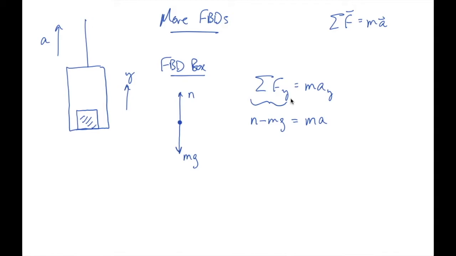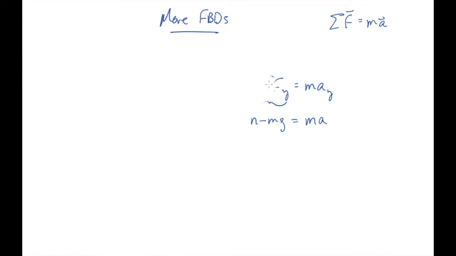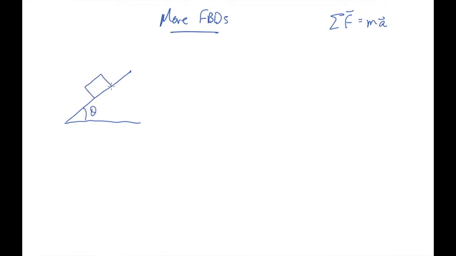All right, so there's that case. Let's look at 2 more. I'll erase this one. The next one is going to be a box on an inclined plane. Looks like this. So here's a ramp or an inclined plane at some angle theta. There's a box on it. It's got some mass. So there's our object.